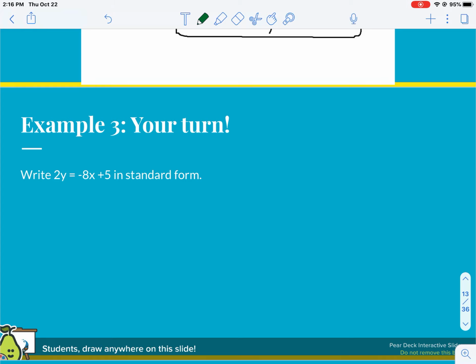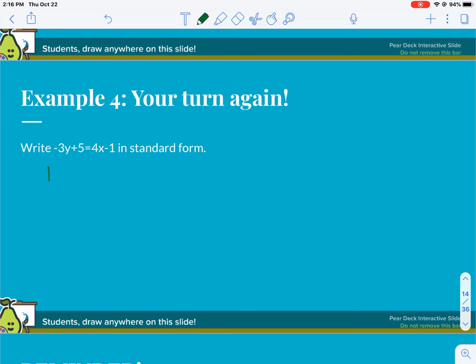So here's another one: 2y equals negative 8x plus 5. All I'm going to do here is add my 8x over, and I get 8x plus 2y equals 5. That was only a one-stepper. I got x by itself, I got x and y on one side, the coefficient of x is positive, and 8, 2, and 5 are only divisible by 1, not any other number.